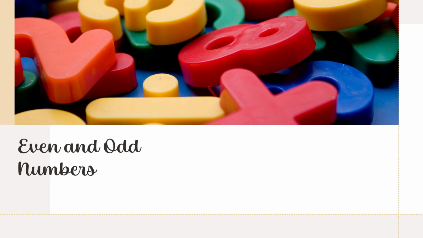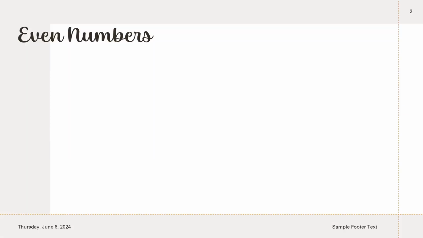Let's get started. First, let's talk about even numbers. An even number is an integer that can be divided by 2 without leaving a remainder. 2, 4, 6, and so on are even numbers. In other words, if you can split a number into 2 equal whole parts, it's even.